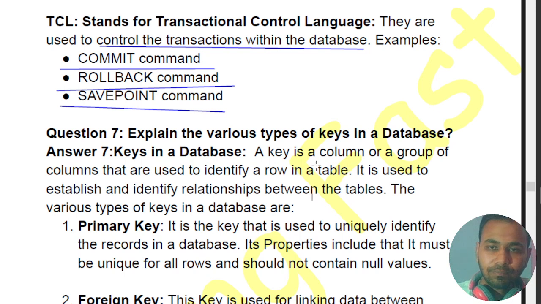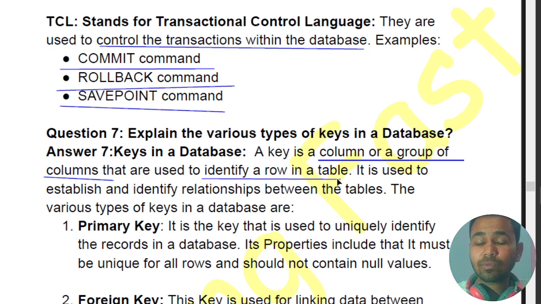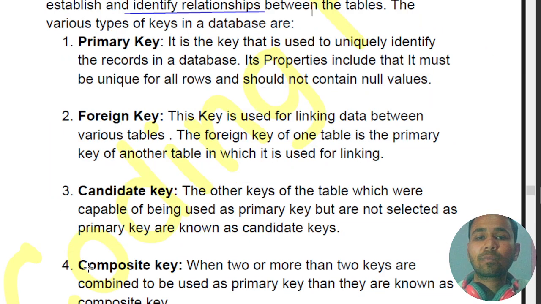So it is a column. It is basically what? It is a column or a group of columns or multiple columns we are combining to do what? To identify a row in a table. All the rows we want to identify based on those columns or properties. It is used to establish and identify relationships between the tables. So various types of keys that we are going to study here is primary key.